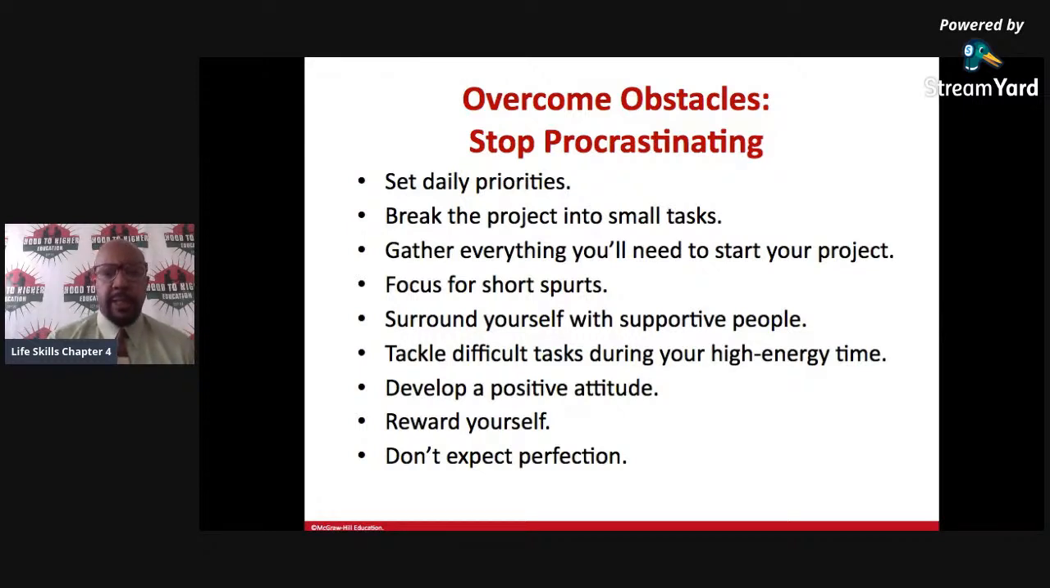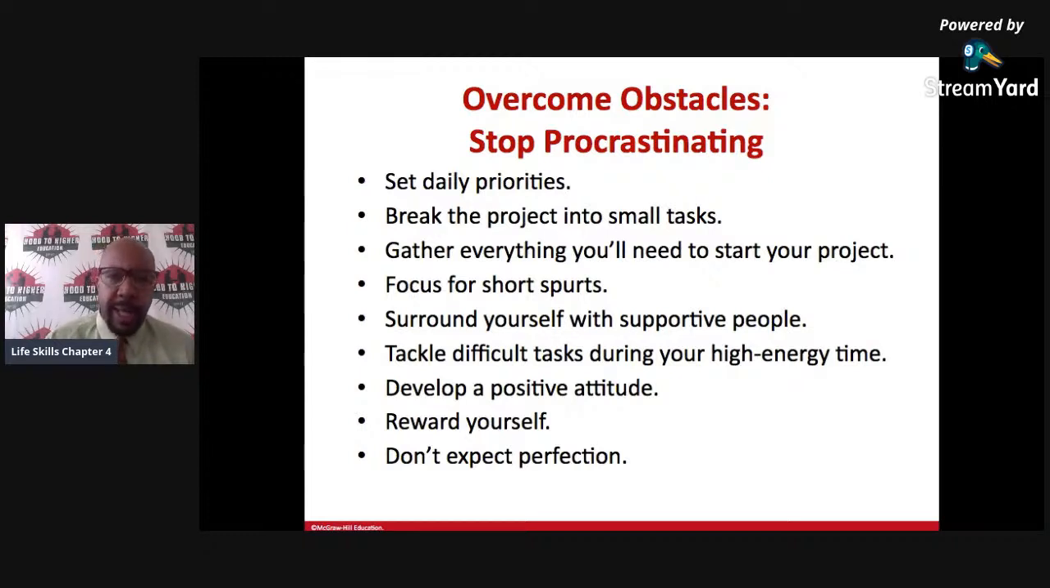Tackle difficult tasks during your high energy time. This is important. Figure out when you're at your optimal best, whether it's morning, afternoon, or night. You've got to figure that out. You are the master of your own life, so only you can determine when your biorhythms are peaking. Develop a positive attitude. In the previous chapter, we talked about the fixed mindset versus the growth mindset. We want to develop that growth mindset, knowing, believing that we can always do better.